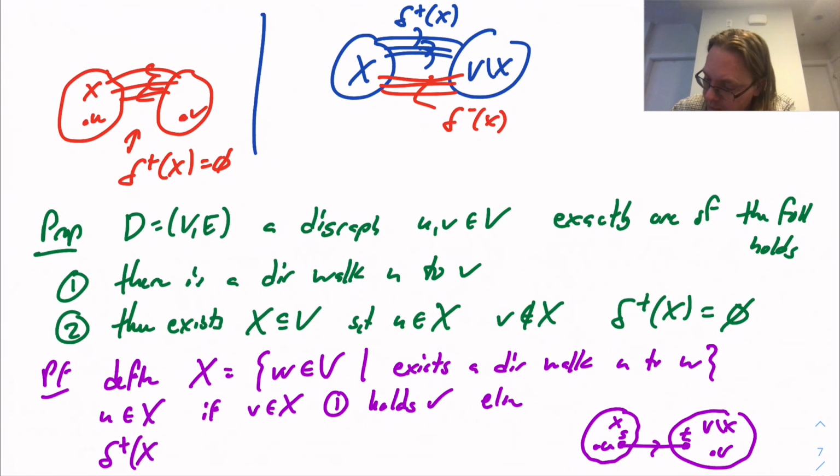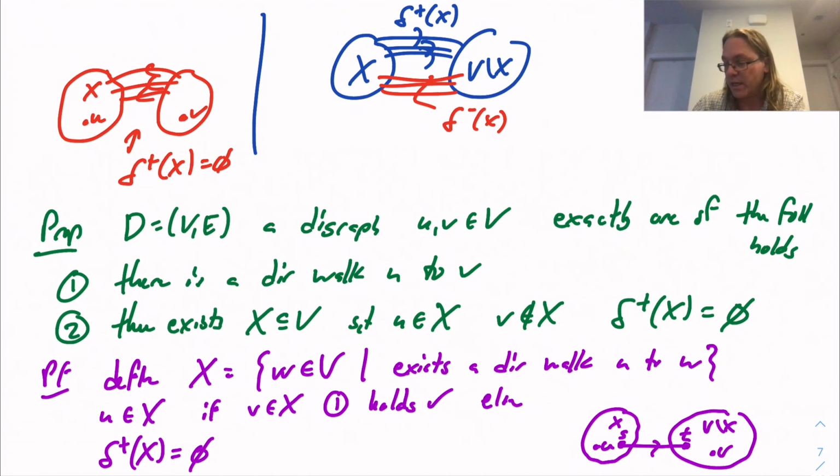Else delta plus of x is empty. Again, there's a little argument there. I'm giving it to you. If delta plus of x was not empty, that would mean there's a vertex s in x and a vertex t in the complement of x and an edge from s to t. And then you'd get a contradiction. Then you'd have a walk from u to s because s lies in the set x. Appending this edge and the vertex t would give you a walk from u to t, and that contradicts the fact that t is not in x. So this can't happen.